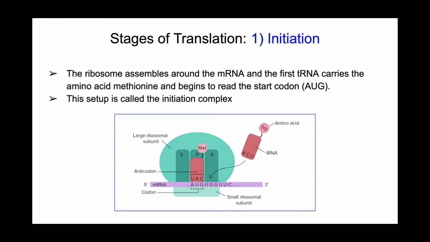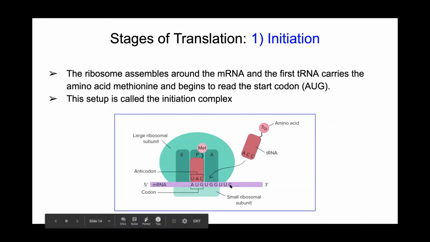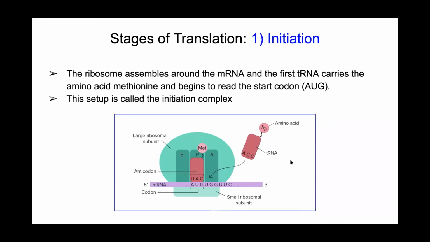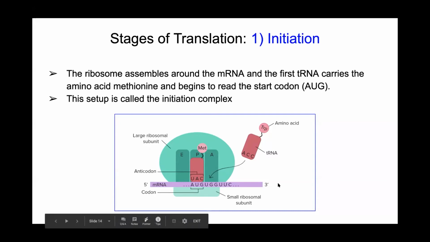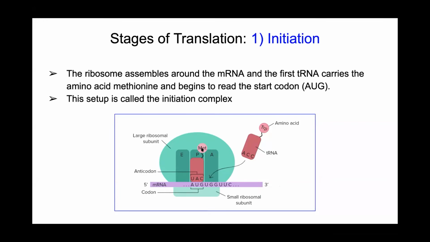All right, and then the first stage of translation is called initiation. The ribosome assembles around the mRNA, and then the tRNA carries the amino acid methionine and begins to read the start codon AUG. The setup is called the initiation complex. And you can see the methionine in the beginning, which is obviously the start codon.